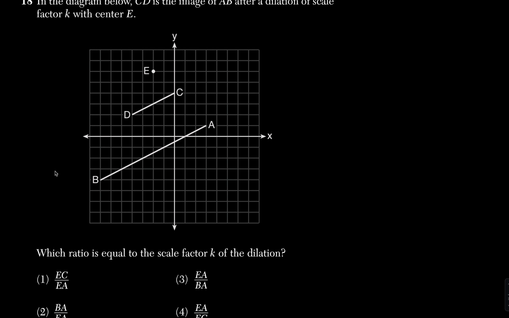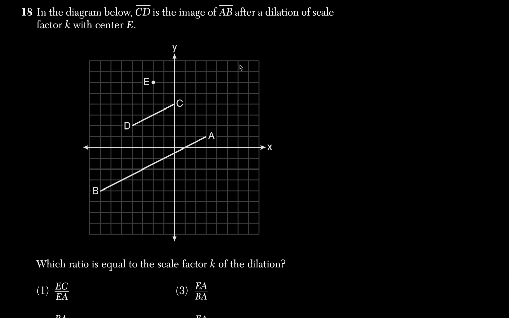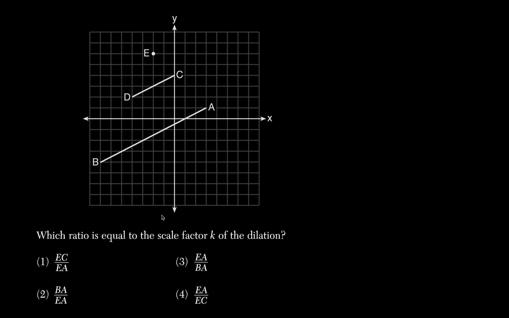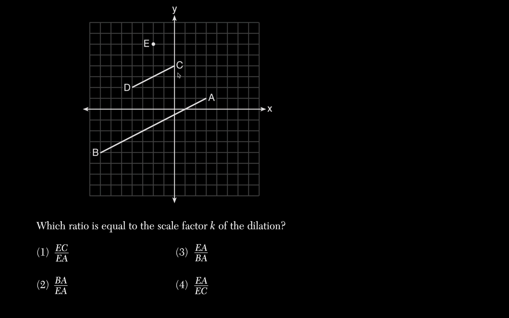Number 18, in the diagram below, segment CD is the image of AB after dilation, scale factor K with center E. Which ratio is equal to the scale factor K of the dilation? So let's look at the choices here. We have EC over EA. Yeah, that is exactly it. It's choice 1. The center is E, so the distance EC over EA, over the whole length, is the scale factor.